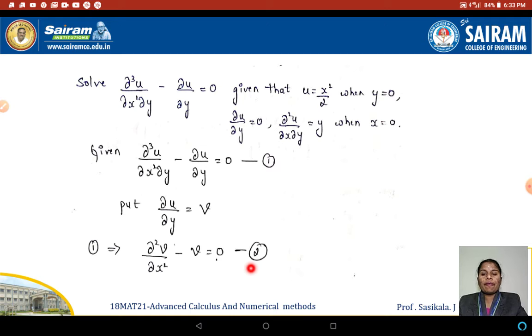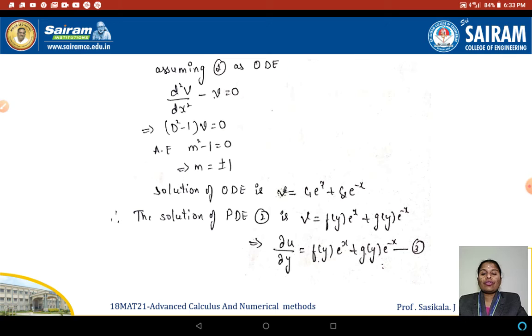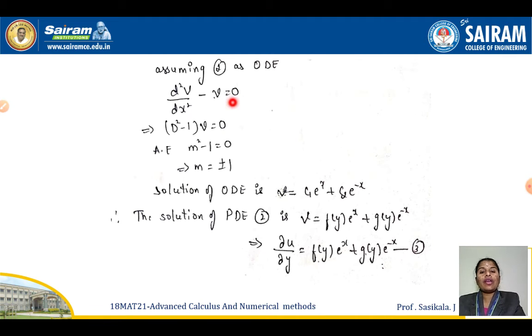Now you can see I got one independent variable. Okay. So in that case, it will be treated as an ODE. So I can write d²v/dx² minus v is equal to 0. So it will go (D² minus 1) v is equal to 0. Differential operator, then algebraic equation m² minus 1 is equal to 0. The roots are plus or minus 1. The solution of the ODE is v is equal to, as we have the variable v here. Okay. What is that? It will go under which case?